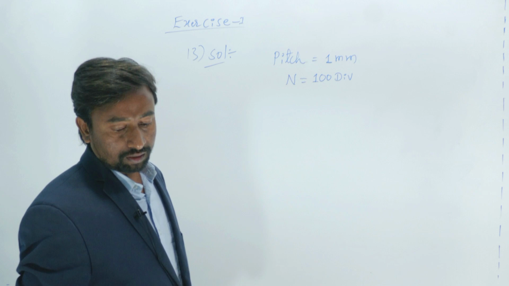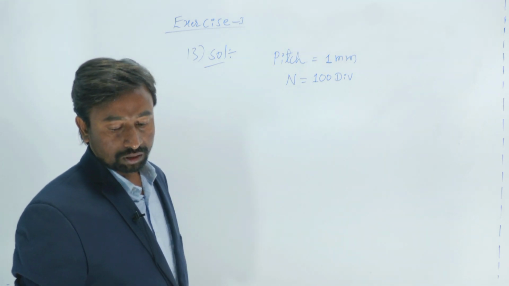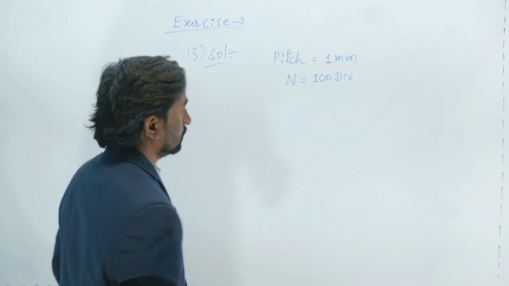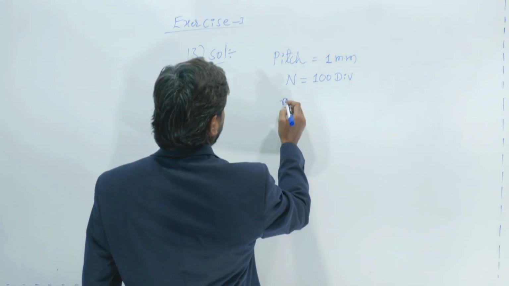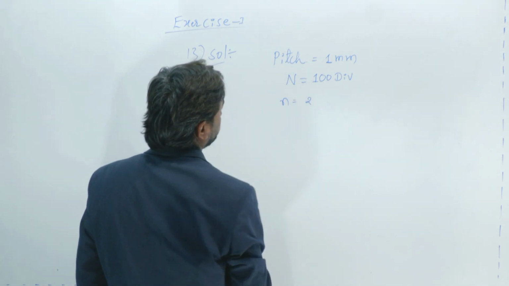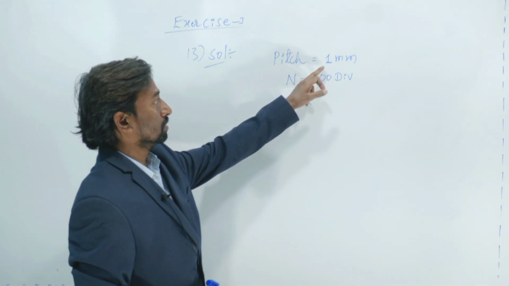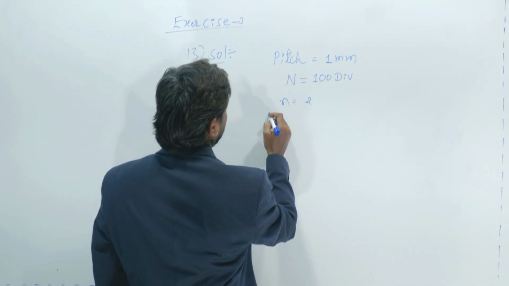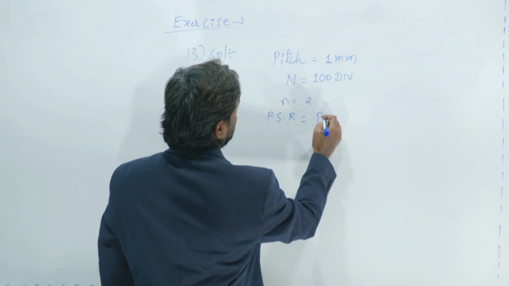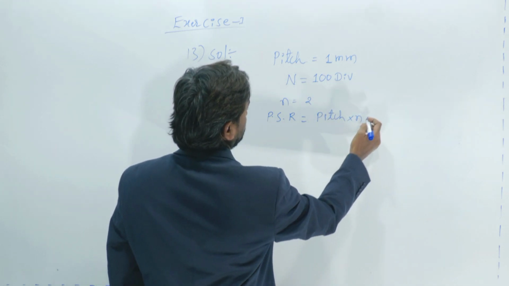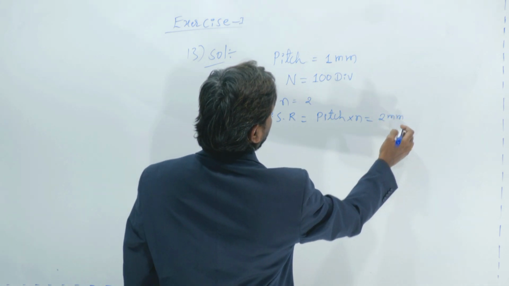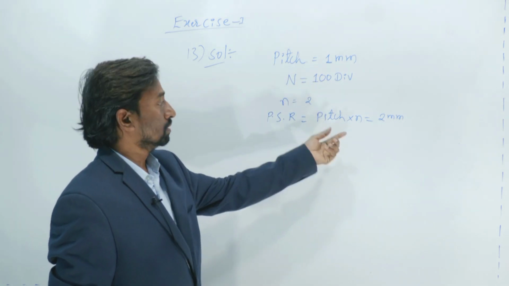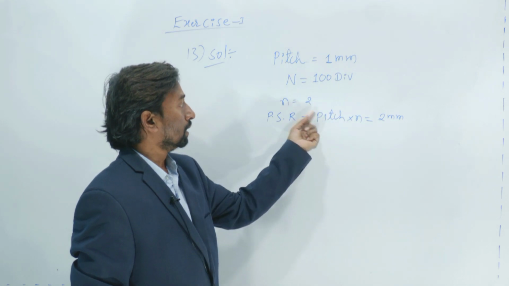Next it is given that when a wire is placed between the two jaws, two linear scale divisions are clearly visible. So the number of divisions visible is 2, and the pitch is 1 mm. If we multiply the pitch by this number of divisions, we get the PSR. So PSR is equal to pitch into the number of divisions, which gives 2 mm. Pitch is the value of one main scale division, which is 1 mm, and 2 divisions are visible.